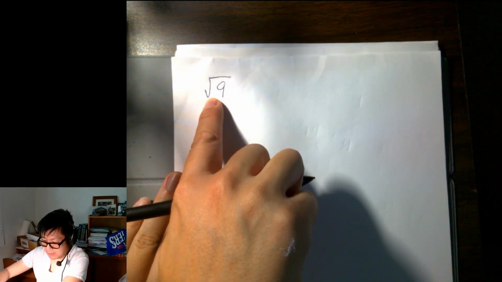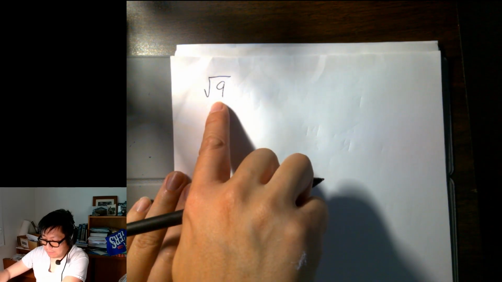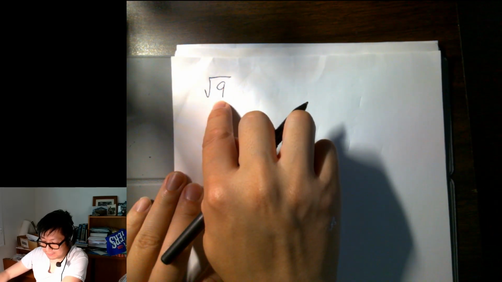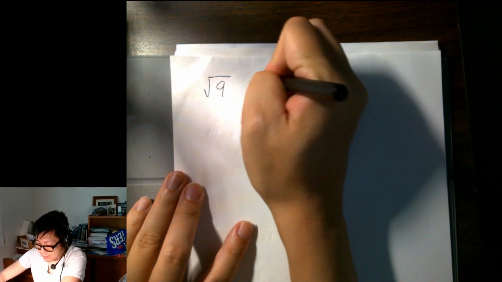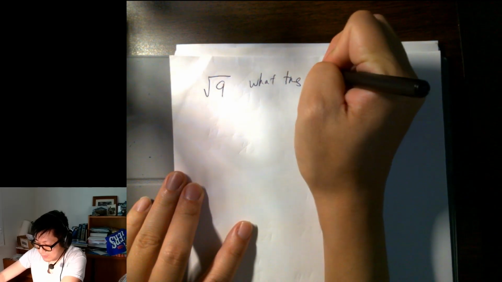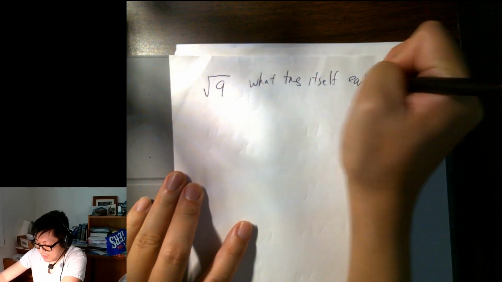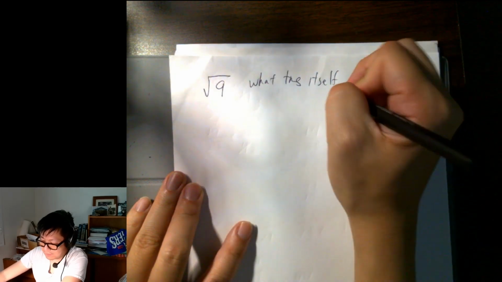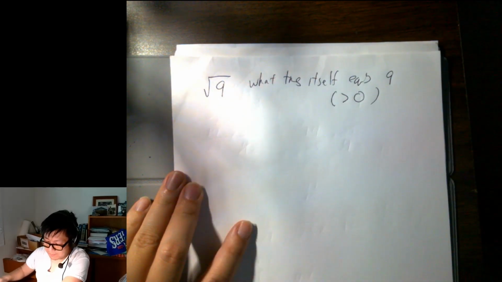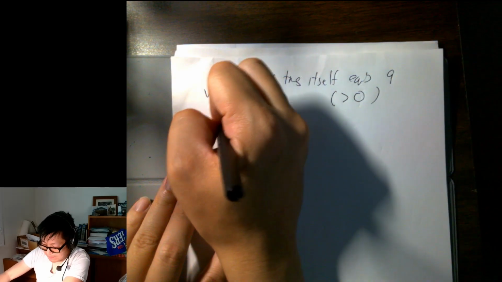Hi folks, today we're going to be covering radicals, aka roots, specifically square roots. So if I have a number like this inside a radical, square root, basically this is asking the question, what times itself equals 9? And we're going to stick with positive numbers when it's written this way. So the answer in this case is 3.